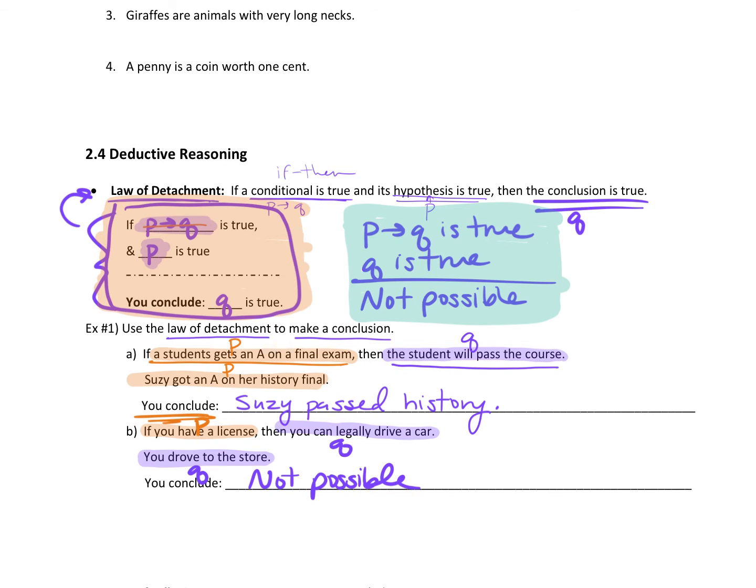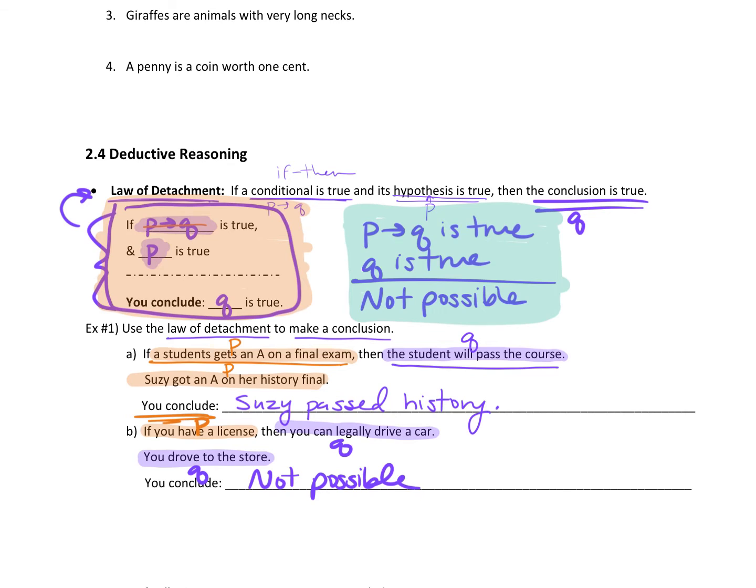So the orange, okay, that's when it works out nicely and we make a conclusion. The teal is if they tell you if P then Q, but then they give you the Q part, right? They give you the then portion. You cannot just assume that the if is true, right? Think about it this way.